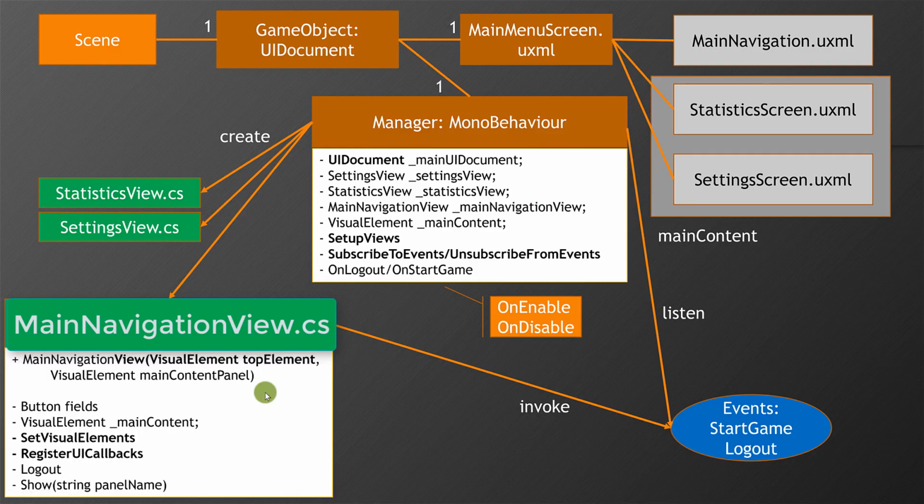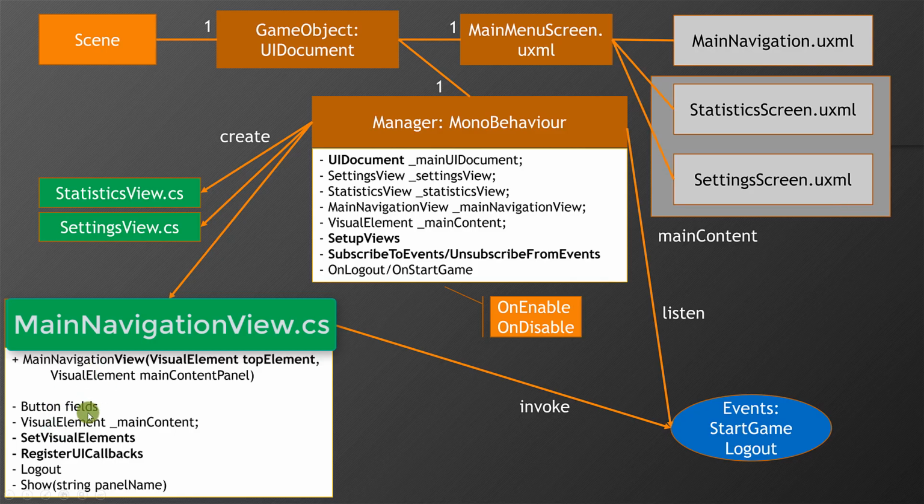The main menu view is similar to how we implement all views, where we have the constructor, and this constructor gets a top element, so we can fetch all the controls. But this main menu also gets the parameter main content, where statistics screen and settings screen, so the visual elements of these screens, are children.